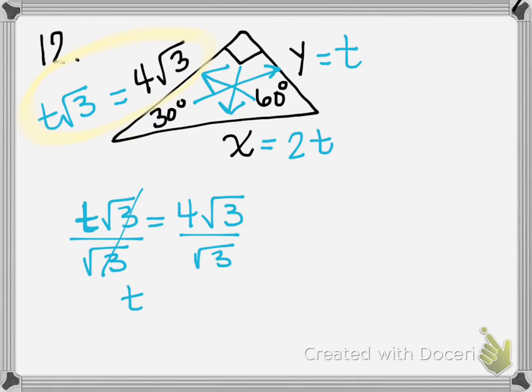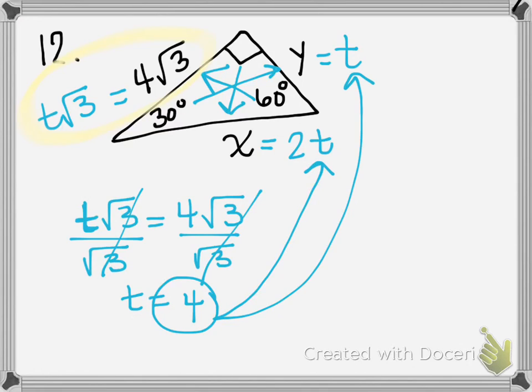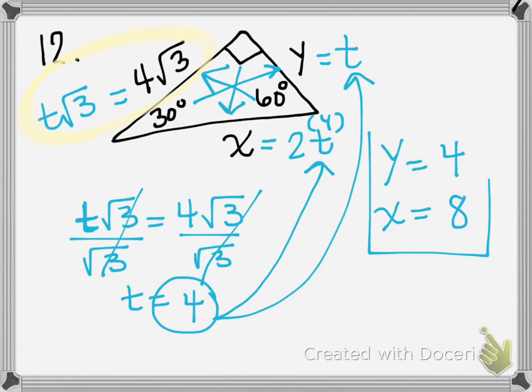And we get t equals, and over here on the right side, square root of 3 divided by square root of 3, those are just 1. So those cancel out, and I get t equals 4. And I'm going to take that 4 and put it wherever I have a t on my two sides. So y equals 4, and x equals 2 times 4 if we put in t, so that's 8. And there's my two answers.